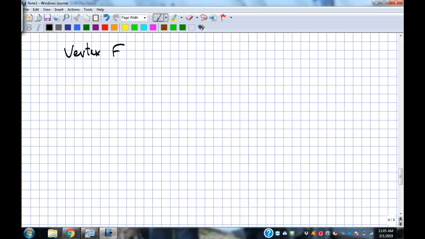Vertex form looks like this. f of x is equal to a, that same a that decides which direction the parabola opens. If a is positive, it's going to open up. If a is negative, it's going to open down. All of those things are the same with that a. Then you have a set of parentheses. Inside of that parentheses, you will have x minus h, and then close the parentheses and hit squared, and then plus k. That is the vertex form, okay?